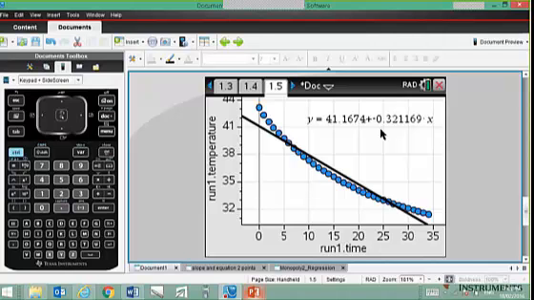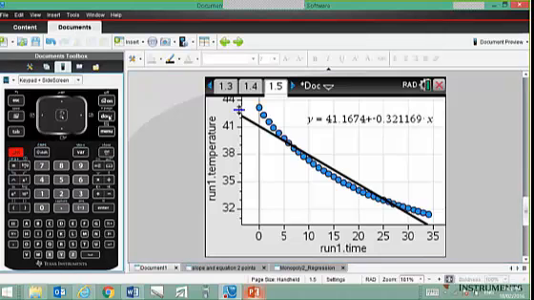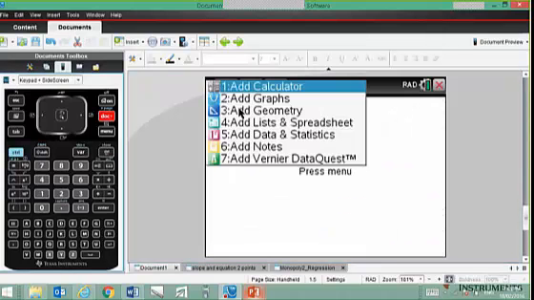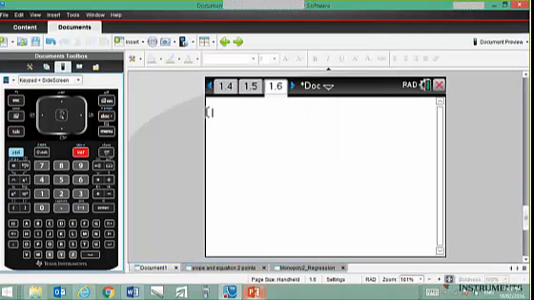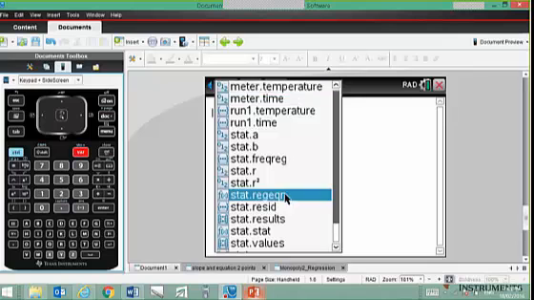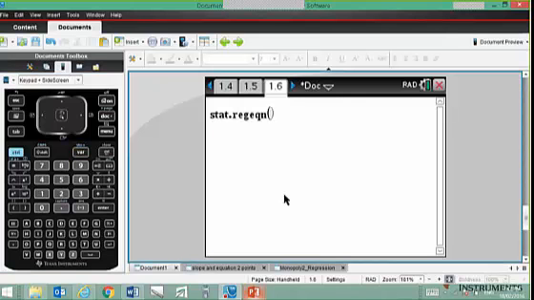What's interesting about that is, once the regression has been done, this stores in the calculator as an equation. I'll show you what I mean. If I now open up a calculator page and look at my variables list, I can see that stat regression equation is one such thing. And if you see the brackets there, it's asking me to plug something into the stat regression equation. I'm going to plug in 0. And there's the initial temperature of my cup of coffee.